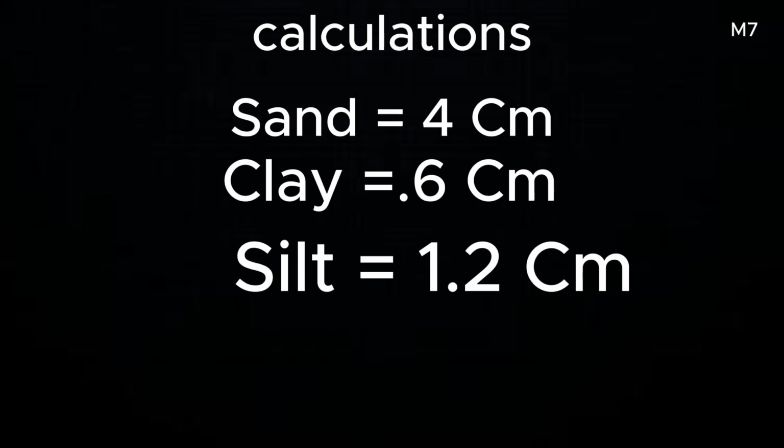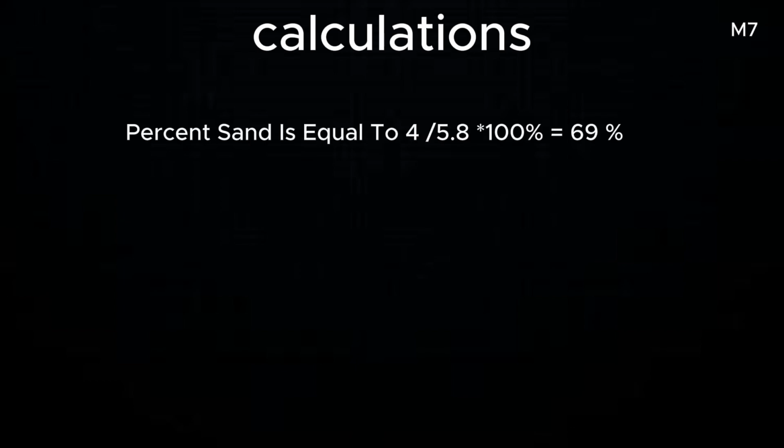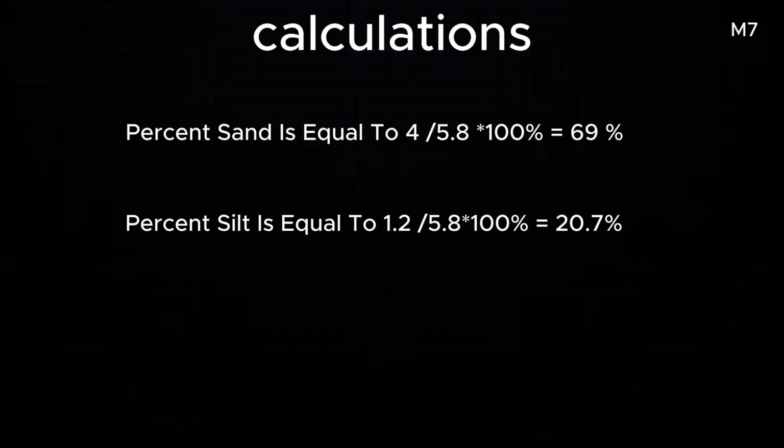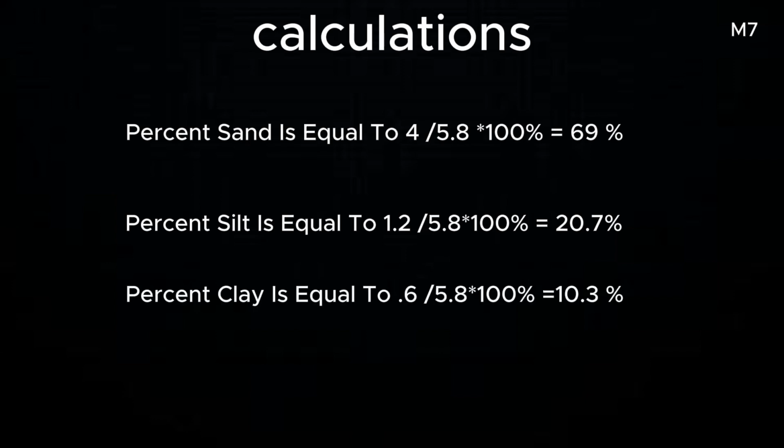To convert these numbers to percent we do the following calculation: percent sand is equal to 4/5.8 × 100%, which is 69%. Calculation percent silt is equal to 1.2/5.8 × 100%, which is 20.7%. Calculation percent clay is equal to 0.6/5.8 × 100%, which is 10.3%. I'm rounding to whole numbers, which is accurate enough for gardening. You can see that the sum of the 3 values equals 100%.